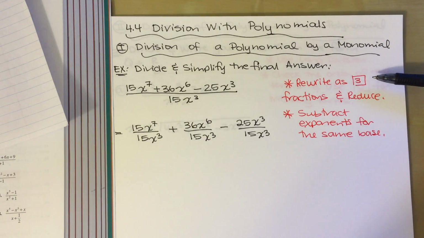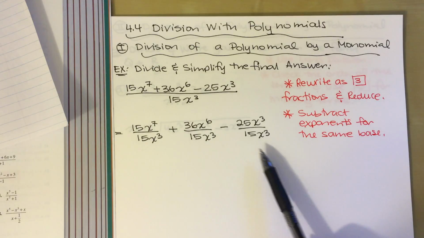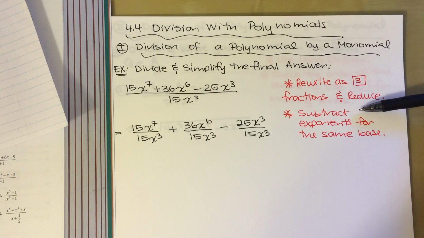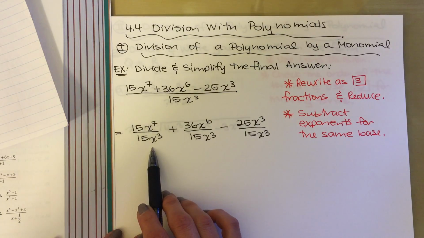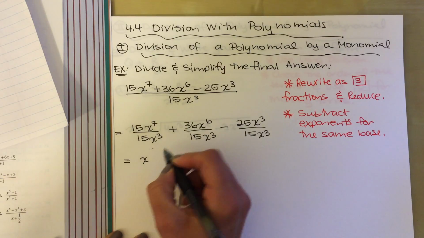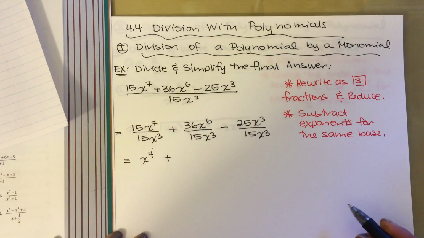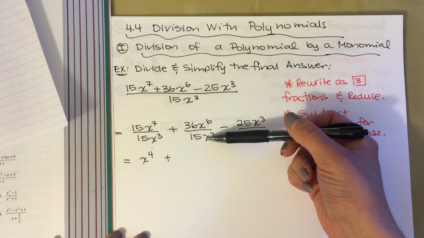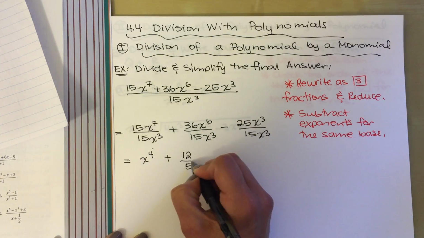What we want to do is, in this case, rewrite your problem as 3 fractions, which I have here, and then we're going to reduce each fraction. Remember that you need to subtract your exponents for the same base. So let's start with the first fraction. When we reduce, we're just going to be left with x, and then 7 minus 3 is x to the 4th. Plus, reduce 36 over 15, and that's going to give us 12 over 5.